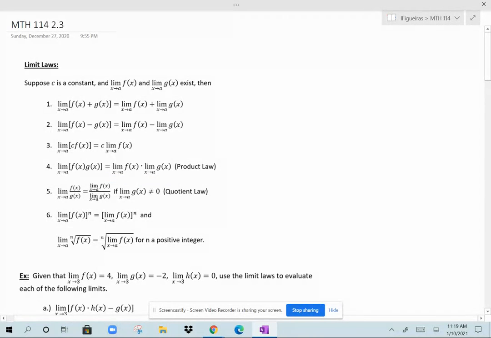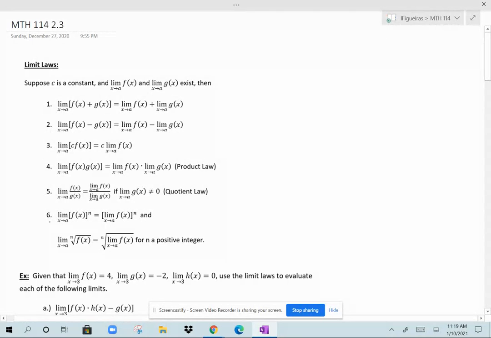The fifth one is regarding a quotient. So the limit as x approaches a of f of x over g of x is equal to the limit as x approaches a of f of x divided by the limit as x approaches a of g of x, as long as the limit as x approaches a of g of x is not equal to 0.